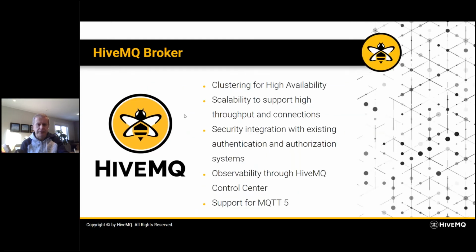So in summary, HiveMQ is all about clustering for high availability. We support very high throughput in terms of manufacturing data. We see a lot of throughput requirements in the manufacturing environment. The number of connections is typically high, but if you think about connected cars, we support systems in the millions of connections through connected car platforms. So we're very confident we can scale up in that area.